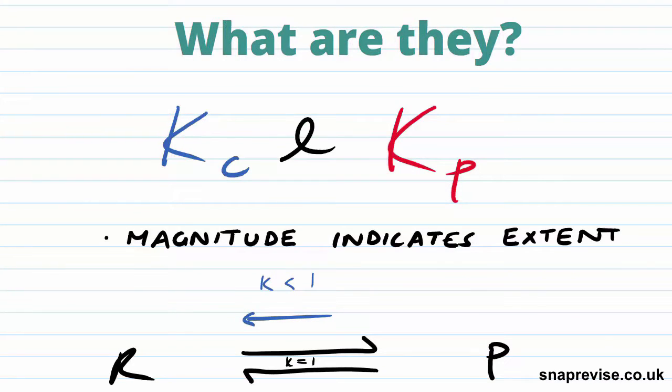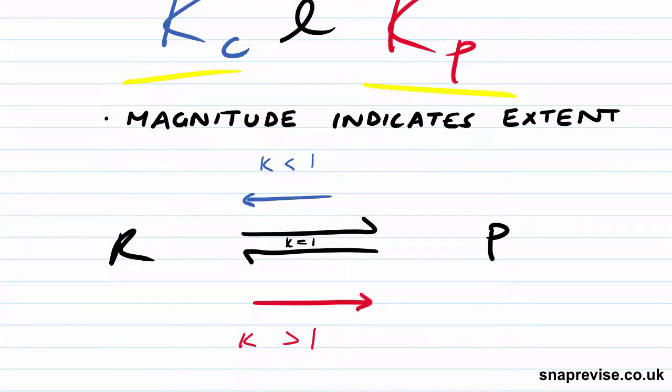Well, we know our equilibrium constants to be either Kc or Kp, where Kc takes into account the concentrations of the reactants and products, and Kp the partial pressures. Now, the magnitude of our equilibrium constant indicates the extent of chemical reaction. So if our constant K is equal to 1, that signifies the equilibrium lies halfway between our reactants and our products. If the constant is less than 1, that signifies the equilibrium lies to the left, it favours the reactants. If the constant's more than 1, it signifies that it lies to the right, favouring the products.